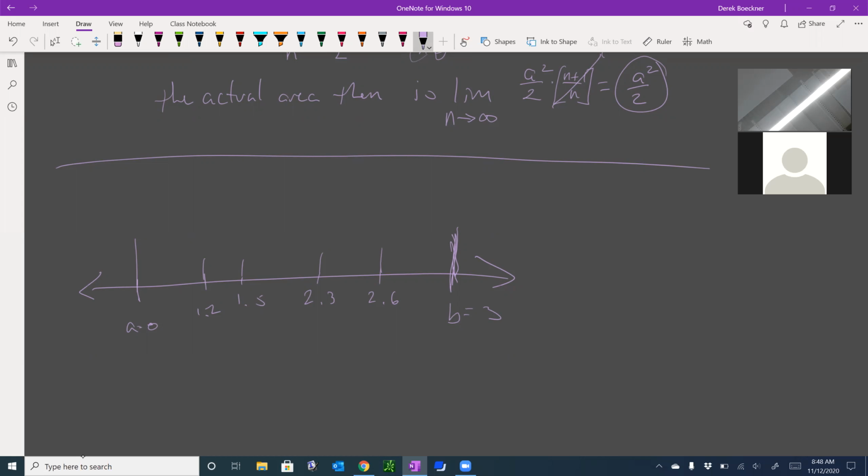The widest one we haven't figured out yet. This one is 1.2 wide, 0.3 wide, 0.8 wide, 0.3 wide, and 0.4 wide. So the widest one is this one. This is going to be the norm of the partition.